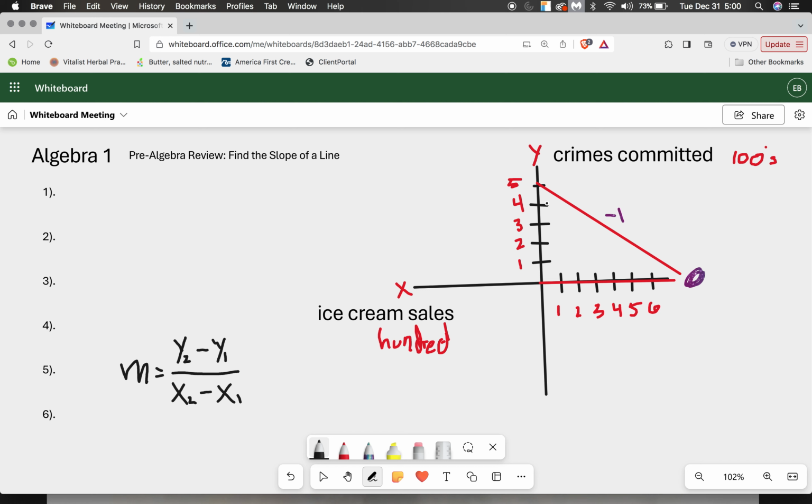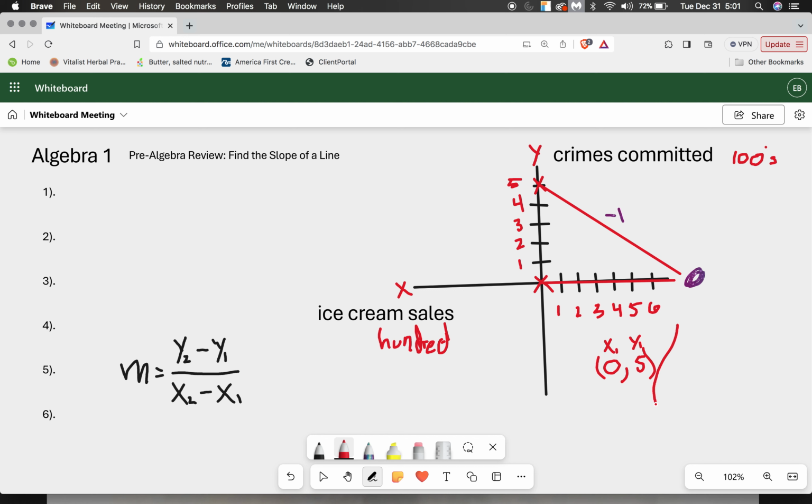So let's look at our ice cream sales. We can see that when x was 0 right here, y was at 5. So that's going to be our first set of numbers, and we write that in parentheses: when x was 0, comma, y was 5. That's x1 and y1.